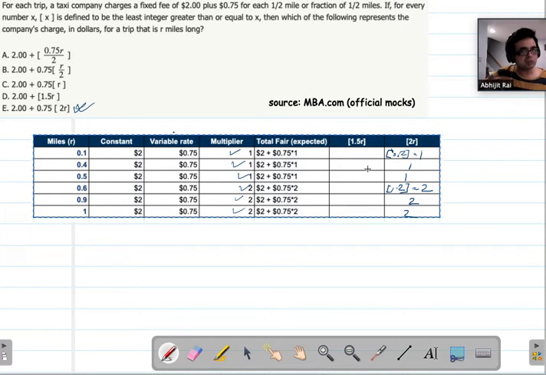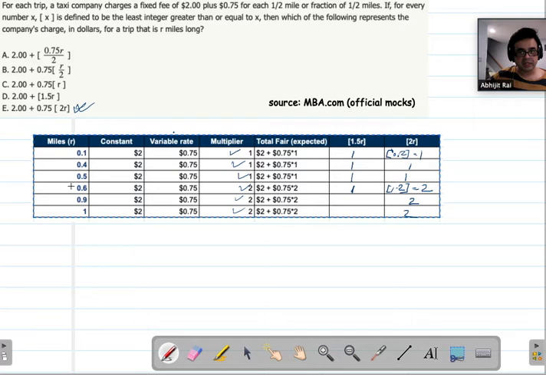But let's do 1.5r as well, just for the sake of comprehensiveness in the solution. So 1.5 times 0.1 would be 0.15. Greatest integer of 0.15 would be 1. 1.5 times 0.4 would be 0.6. Greatest integer would be 1. 0.5 times 1.5 would be 0.75. Greatest integer would be 1. 0.6 times 1.5 would be 0.9. Greatest integer is again 1.